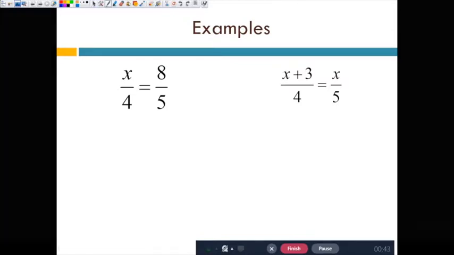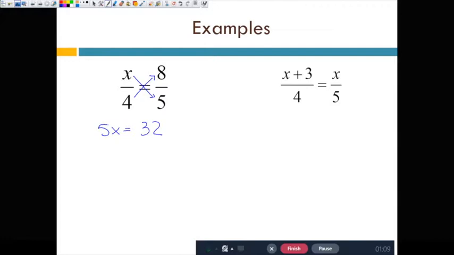So I'm going to multiply x times 5. And what's x times 5? It's 5x. And I'm going to multiply 4 times 8. And what's 4 times 8? 32. Then I'm going to solve using my 6-step process.